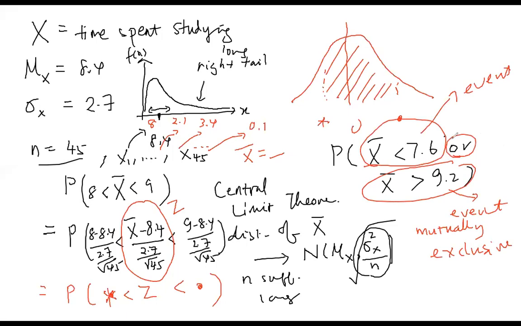Since they are mutually exclusive, this OR simply means that you add up both of them: x bar less than 7.6 plus x bar more than 9.2. The rest you just do the normalization, separately calculate these two things, and then add up. Is this clear to you?